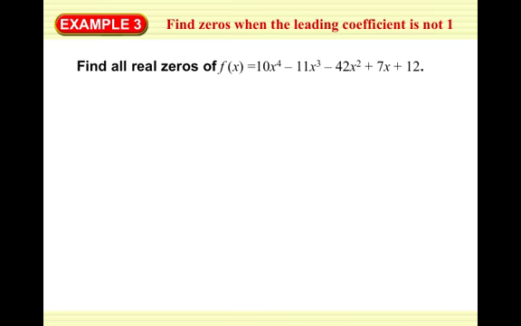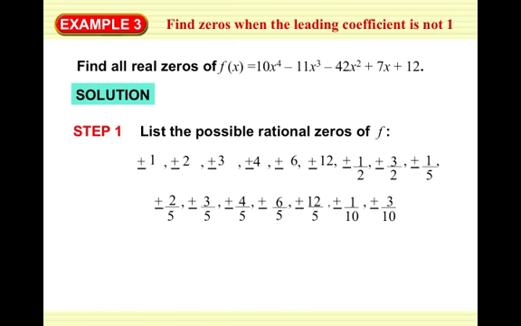So let's try it again. This time we've got f of x equals 10x to the 4th minus 11x cubed minus 42x squared plus 7x plus 12. So you do the p over q again, and you reduce. There are a whole bunch because we've got lots of factors of 12, and then q is going to be plus or minus 1, plus or minus 2, plus or minus 5, and plus or minus 10. So you get a whole bunch of possibilities here.